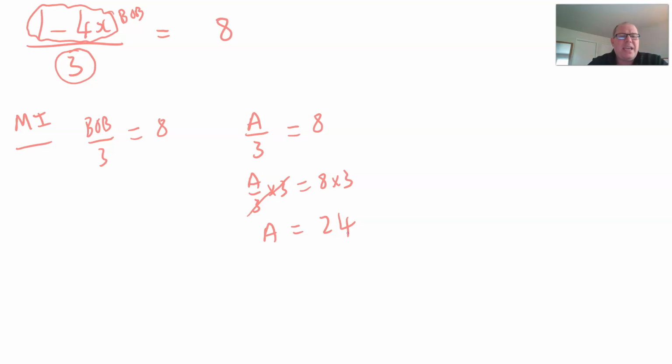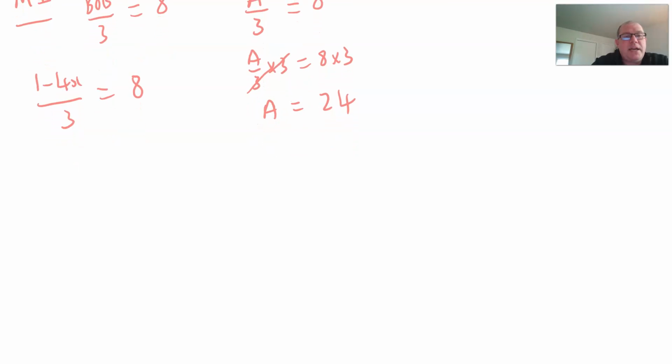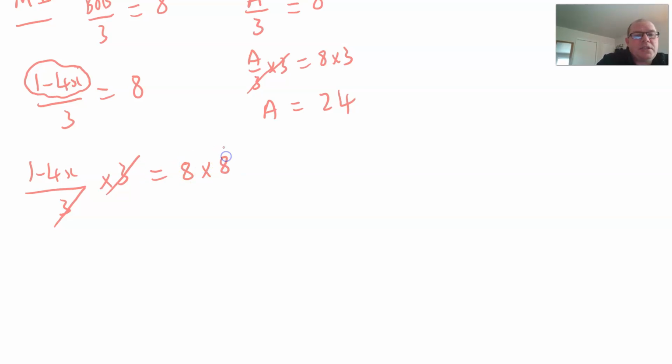Well, it's the same here, but the A, or the Bob, is more complicated. It's just called 1 minus 4x. So in other words, I'm left with 1 minus 4x equals 24, because A is 1 minus 4x, or call it Bob. So let's show how that works. I've got (1 minus 4x) over 3 equals 8, and I'm going to multiply both sides by 3. Just think of it as one thing. Something divided by 3 times 3 is back to the something. So (1 minus 4x) divided by 3 times 3, the 3's cancel, and you're left with the something, which is 1 minus 4x equals 24.